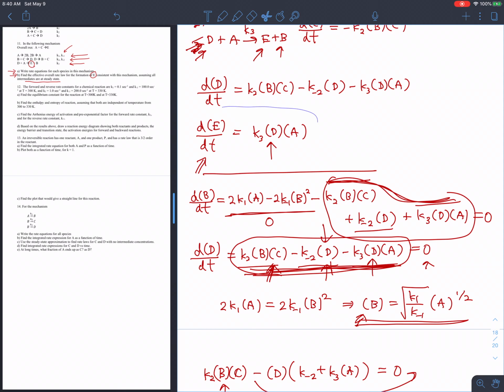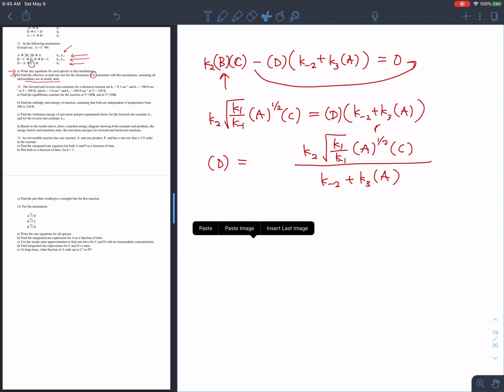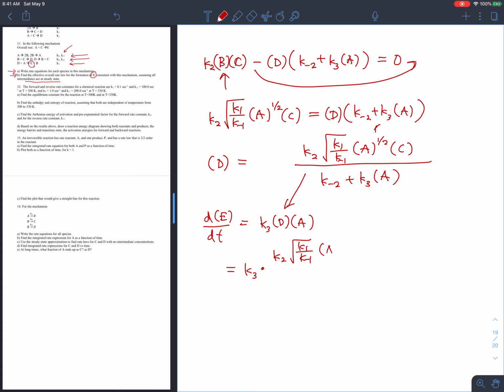Going back up here, let's get our final rate law now. So we have dE/dt is equal to k3 times D. I'm going to substitute in there, and so that's k3 times k2 times the square root of k1 over k minus 1, A to the 1/2, times C over (k minus 2 plus k3 times A), and all of that times A here.